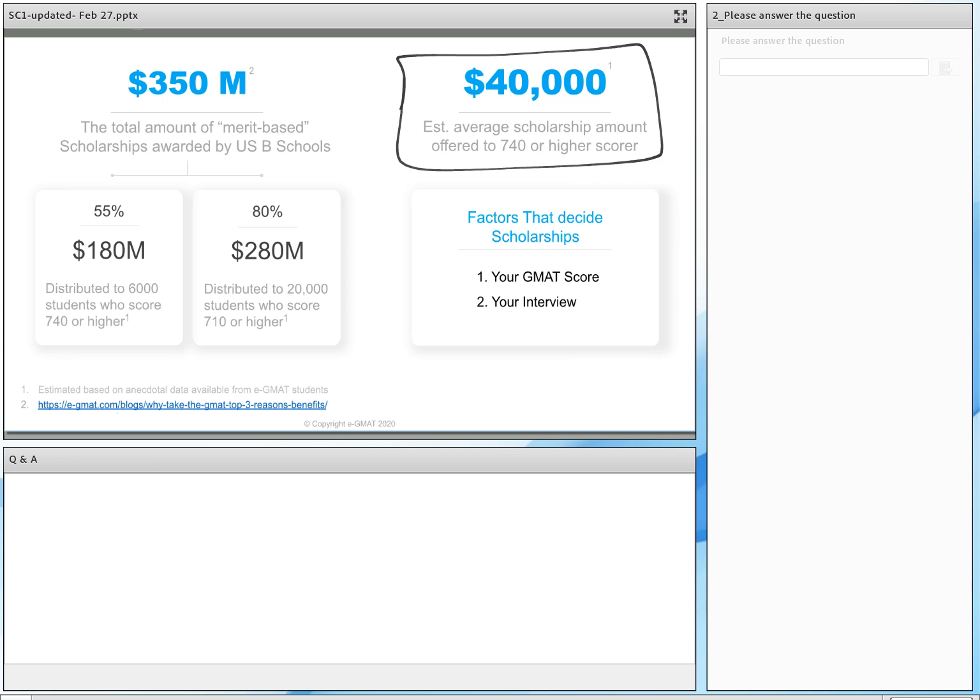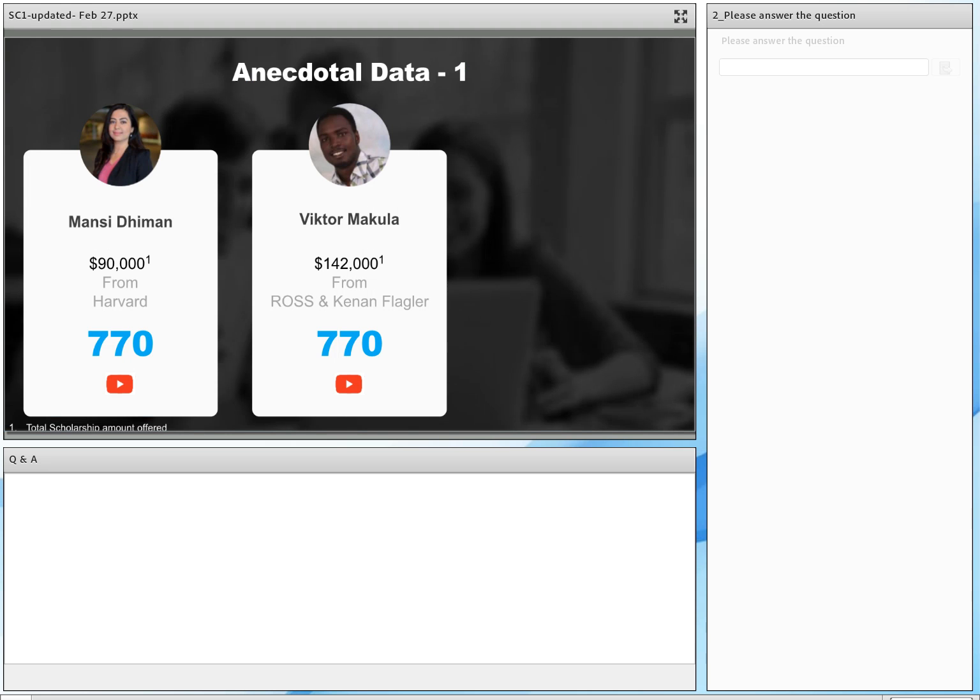if you get that score of 740 or higher, this is the median scholarship amount that you should be getting. Some of you actually will get full rides depending on which schools you apply to and depending on the profiles that you have. And there are 2 factors that decide your scholarship. One is your GMAT score. The second is your likability during the interview.